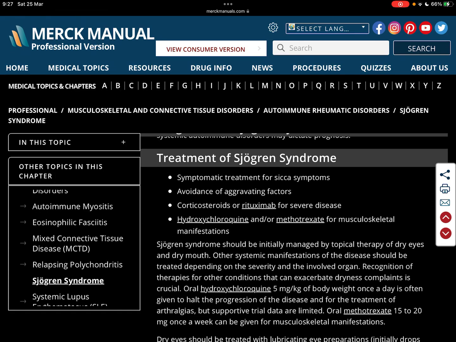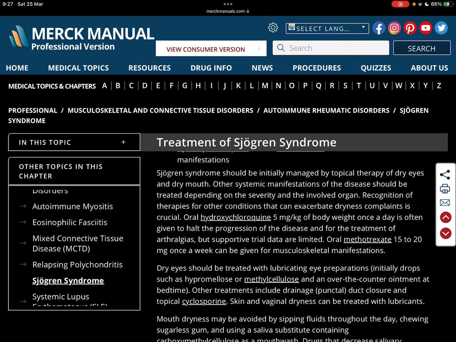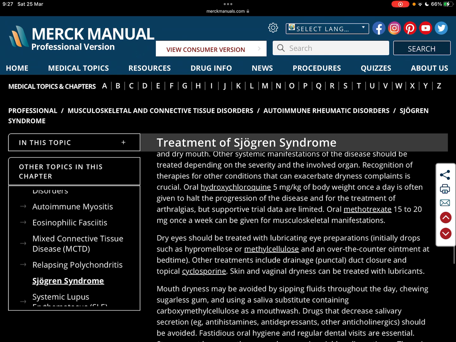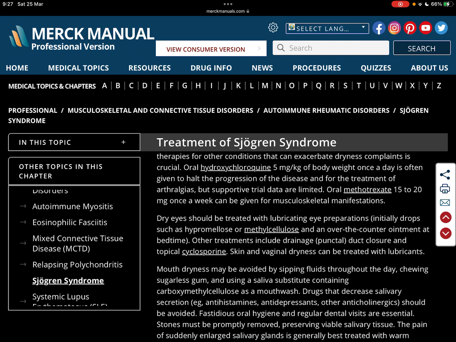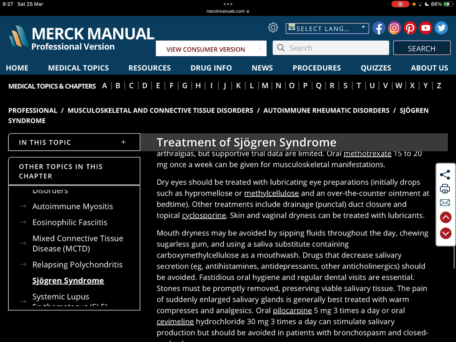In regard to the treatment, symptomatic treatment is avoiding aggravating factors. For a more severe disease, you can use corticosteroid or rituximab, and hydroxychloroquine or methotrexate for the joint pain. Okay, so we start with treating the symptoms of dryness with eye lubricants and using a lot of water or liquids for the dryness in the mouth, like chewing gums. Hydroxychloroquine, you can see the dosage, may be used for the musculoskeletal pain, for arthralgias, and methotrexate can also be given.